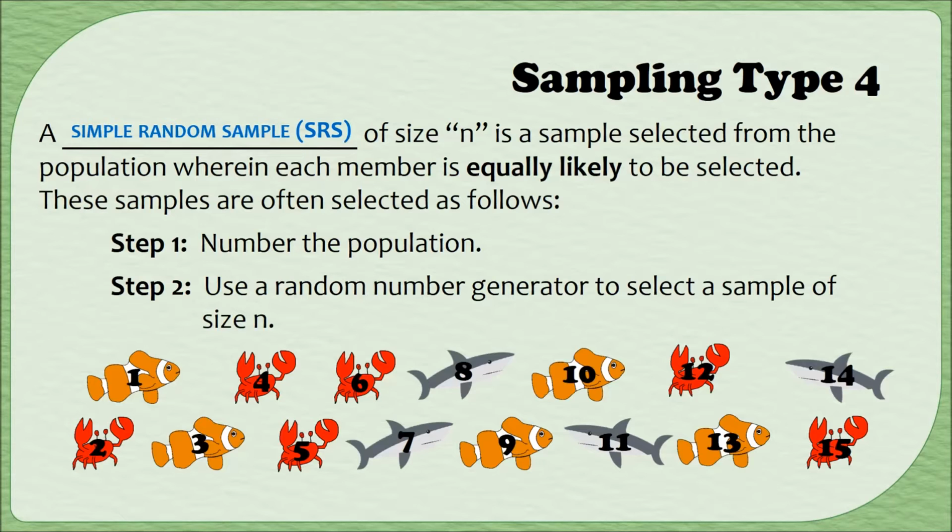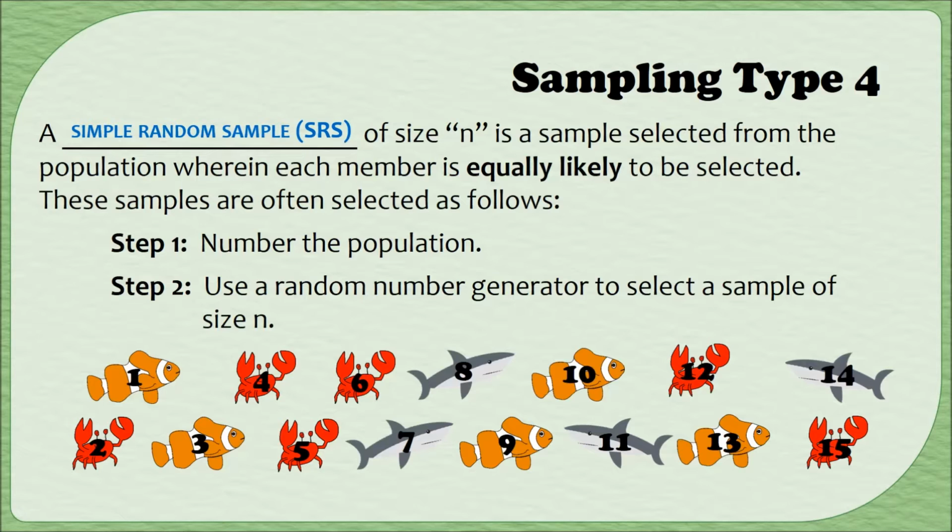Then, in step 2, we're going to use a random number generator to select a sample of size n. In this case, I'm going to choose a simple random sample of 5 sea creatures. And I did this by going into Excel and using what's called the RANDBETWEEN function to get 5 random numbers. You don't have to use Excel. Many statistical and scientific calculators have a random number generator on them. Other ways, you can roll a fair die, flip a fair coin, depending on your sample size. And in the olden days, they used random number tables. So lots of different ways to generate random numbers.